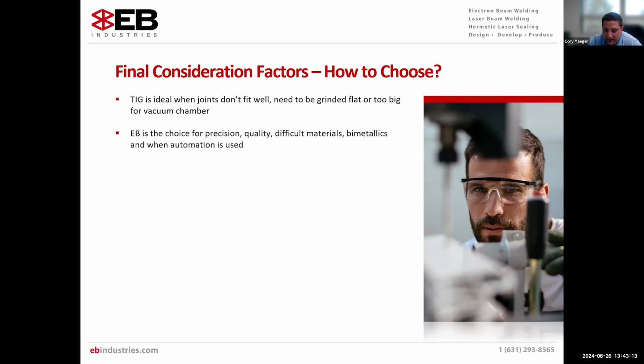If electron beam welding is something that you're considering for your project, the limitations mentioned above mean you'll probably need to work with experts like our engineering team at EB Industries to have the right tools and experience to perform high-quality welds safely and reliably.